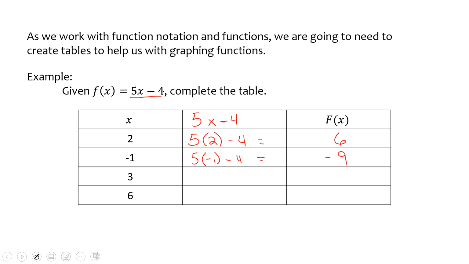Next one, 3. 5 times 3 minus 4 equals, that'll work out to be 11. And the last one is 5 times 6 minus 4 equals, this is going to be 26. That makes sense? Fairly simple, fairly straightforward.